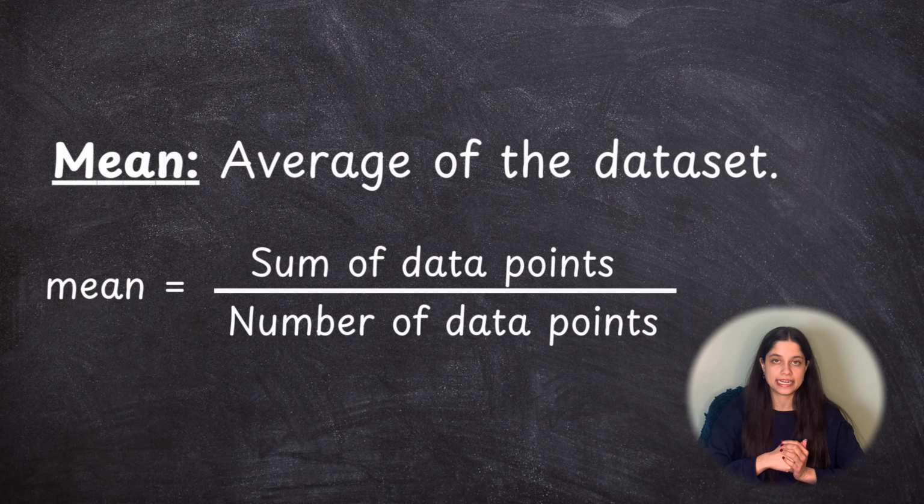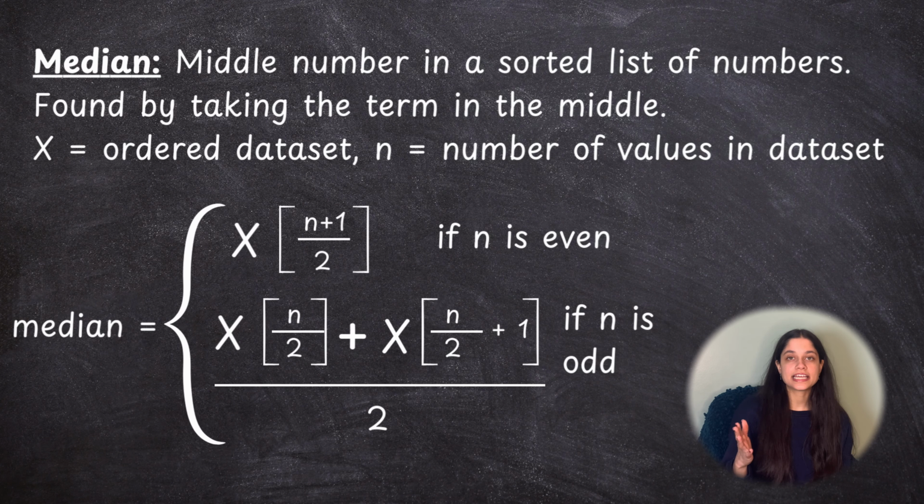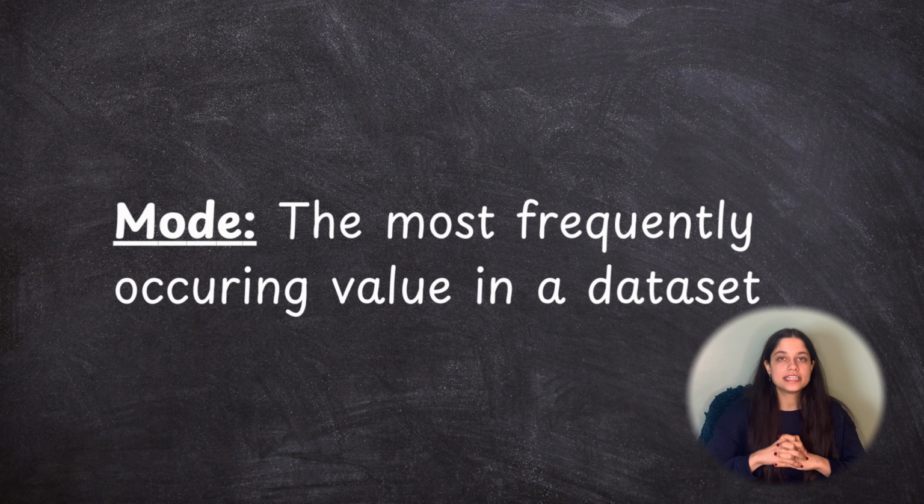all the values in the data set and dividing by the number of values in the data set. The median is the middle value of the data set, and we find this by ordering the values from smallest to biggest and then finding which one is in the middle. And finally, the mode of the data set is the value that is most frequently occurring in the data set.